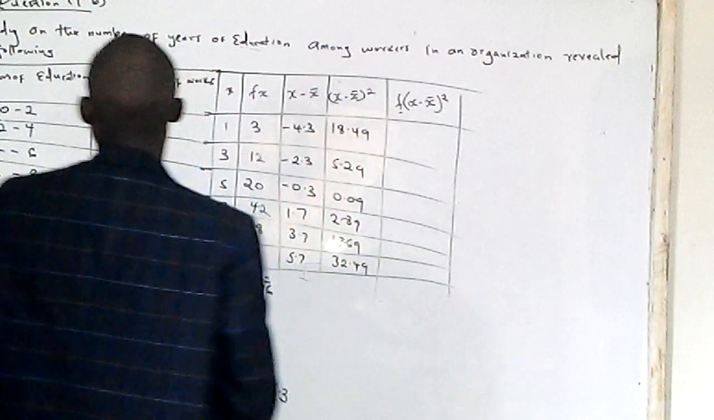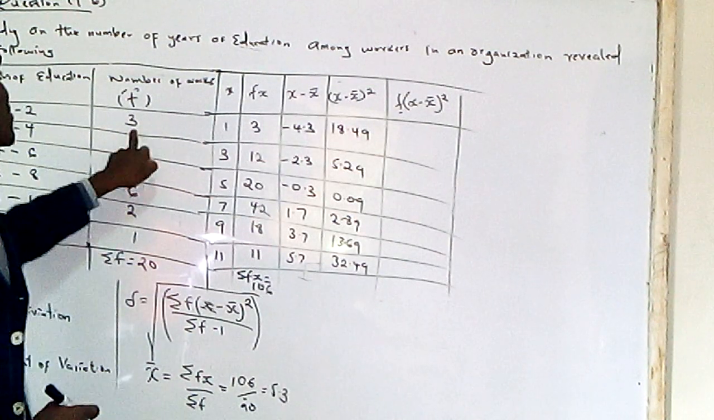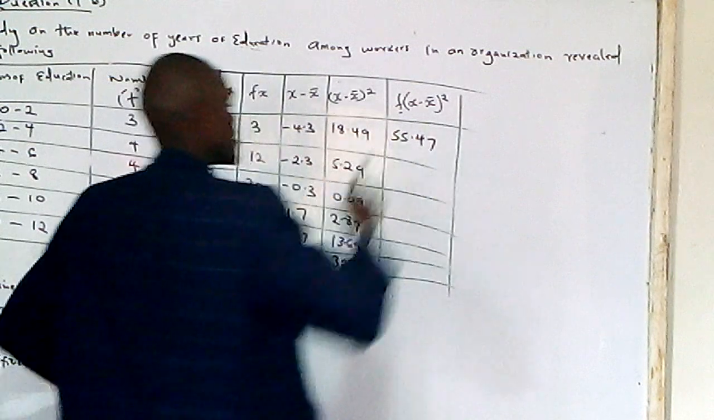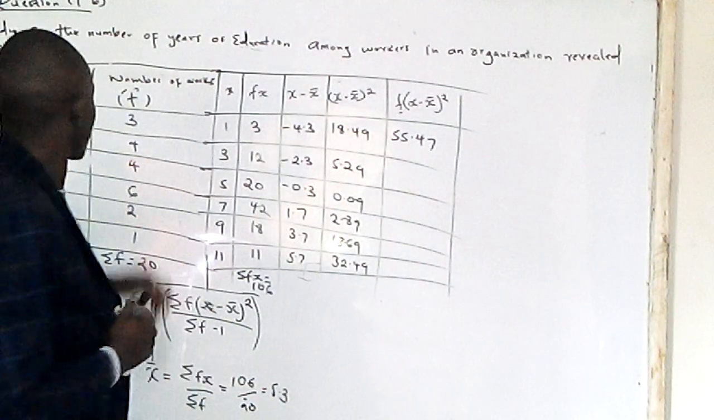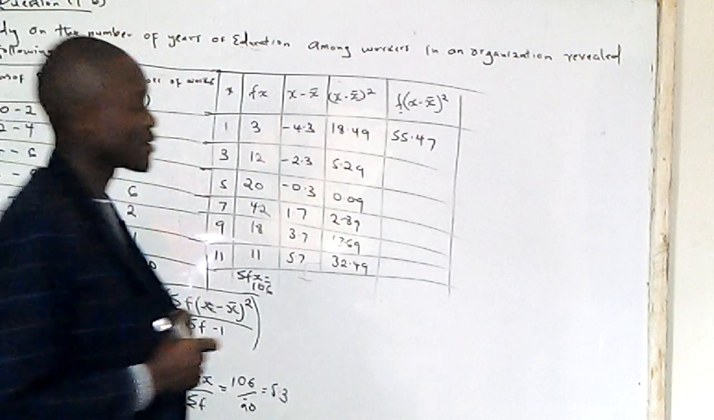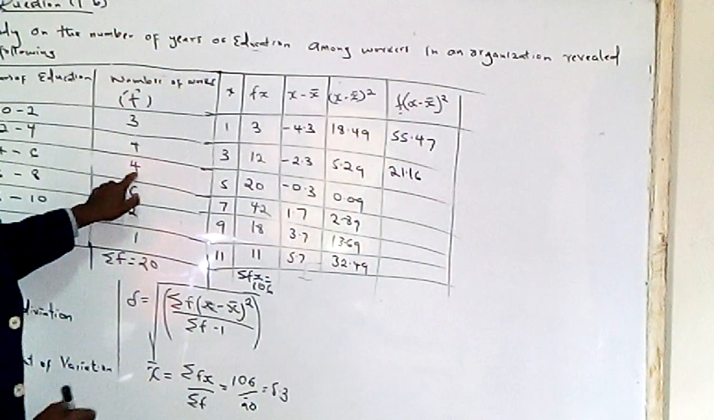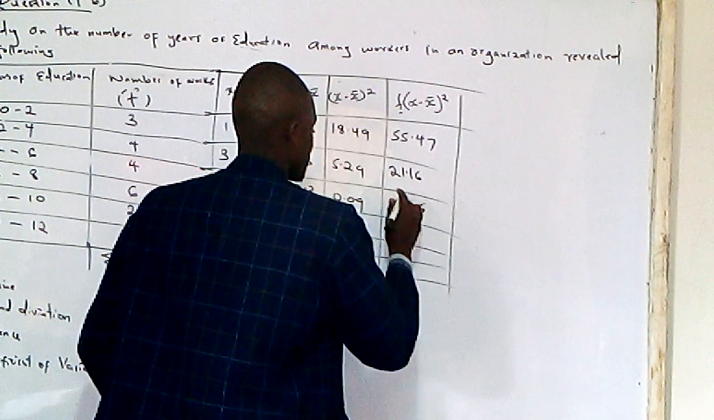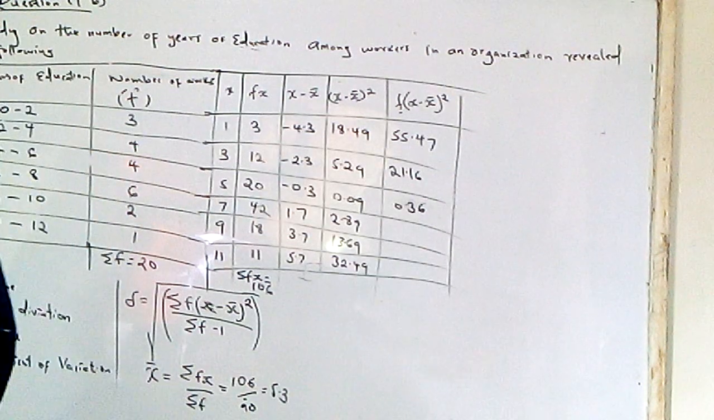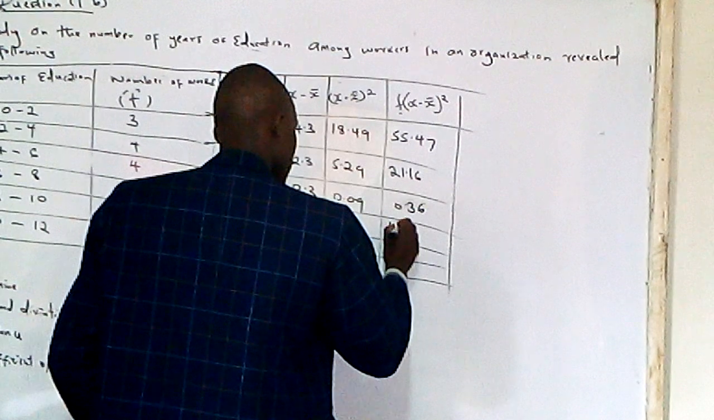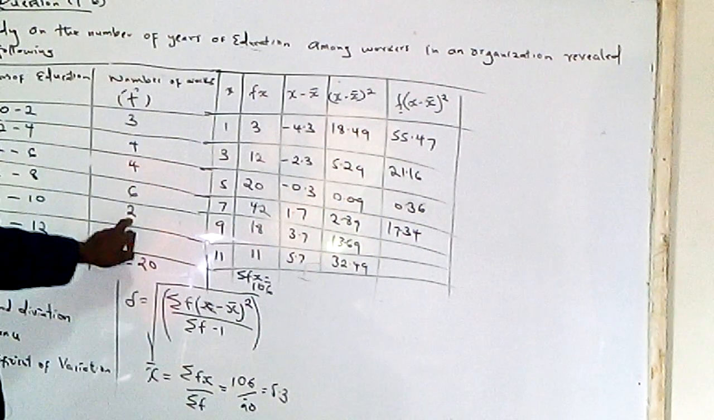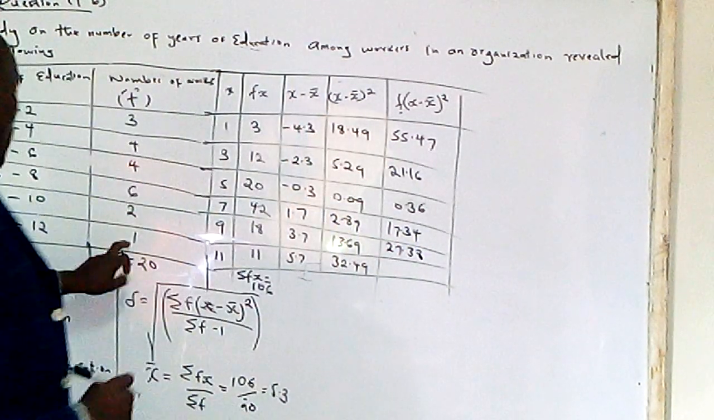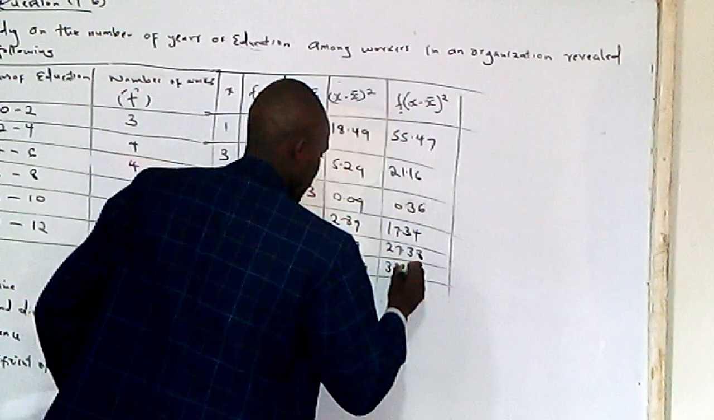And then you take f, which is 3, times 18.49, you get 55.47. Then 4 times 5.29, you get 21.16. 4 times 0.09, you get 0.36. 6 times 2.89, you get 17.34. 2 times 13.69 equals 27.38. 1 times 32.49 is equal to 32.49.